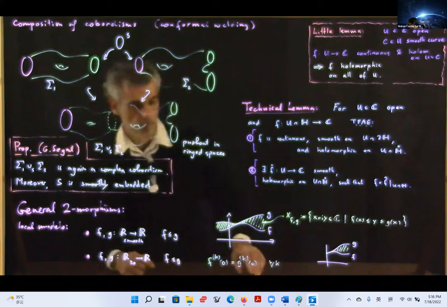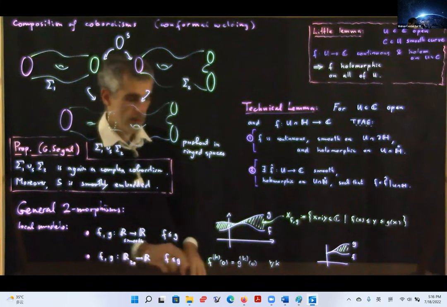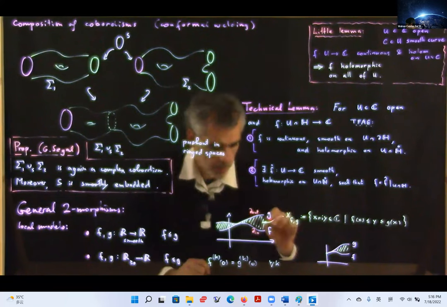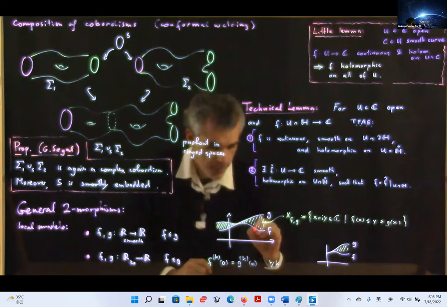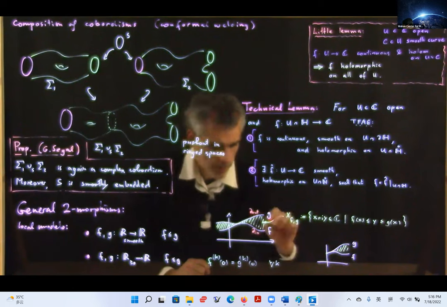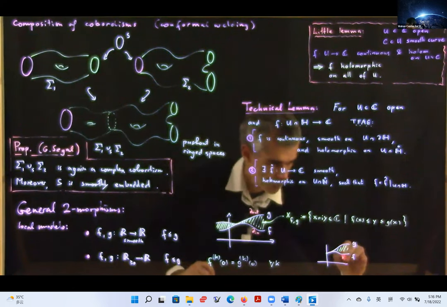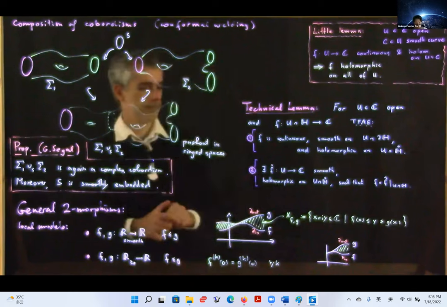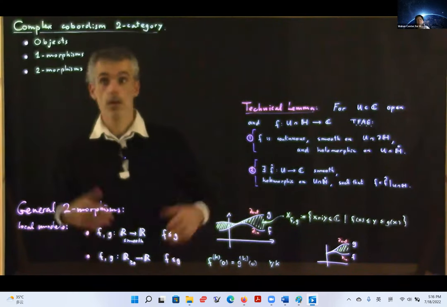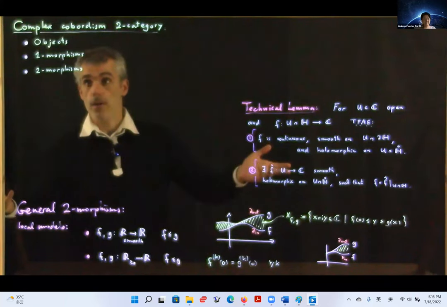And then of course, one of them is declared to be the incoming boundary and the other one is declared to be the outgoing boundary. The sheaf of functions on X sub FG is given as in item one of the technical lemma by those functions that are continuous, holomorphic on the interior and smooth on the boundary. And I can now tell you what the full complex cobordism two category is.